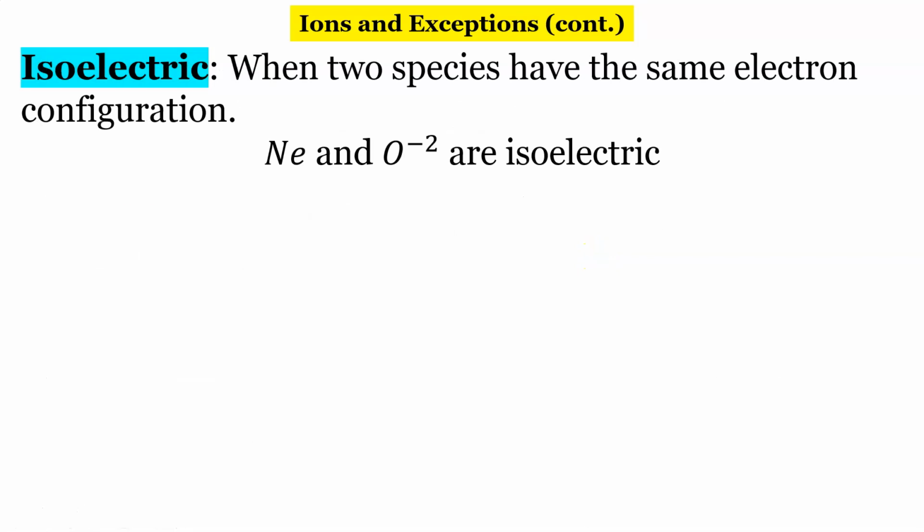Isoelectronic is a term used when you have 2 species that have the same electron configuration. So the examples would be neon and oxygen with a -2 charge. They're isoelectronic. They both have 10 total electrons.